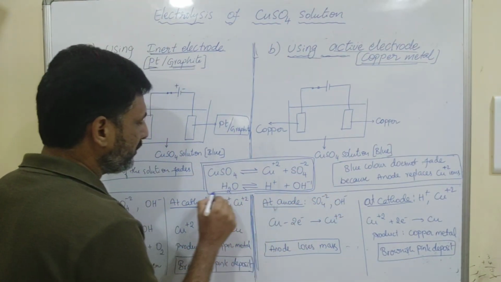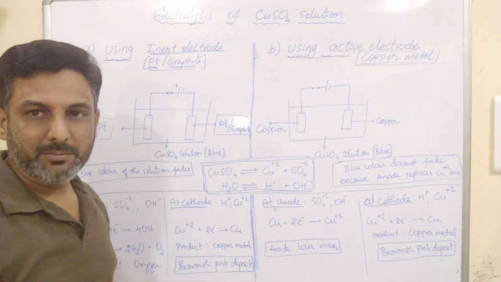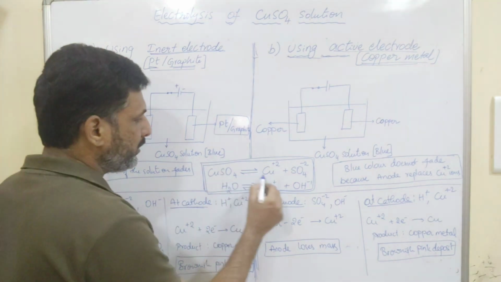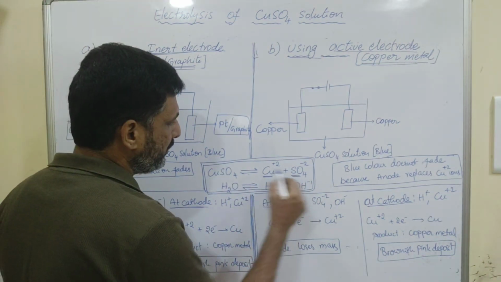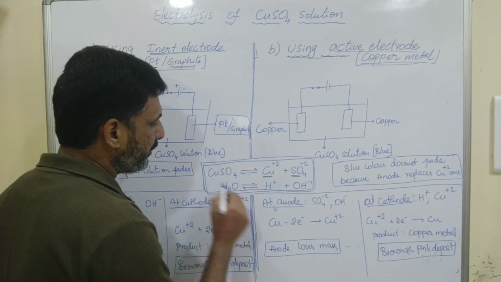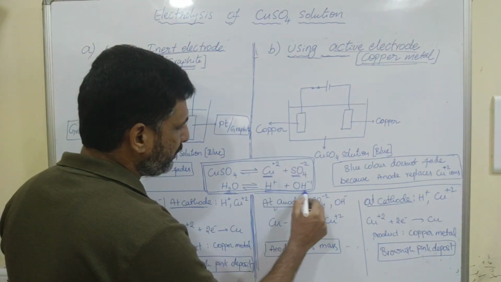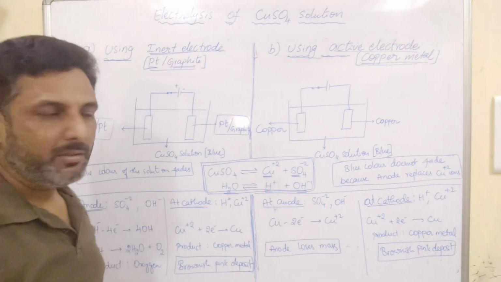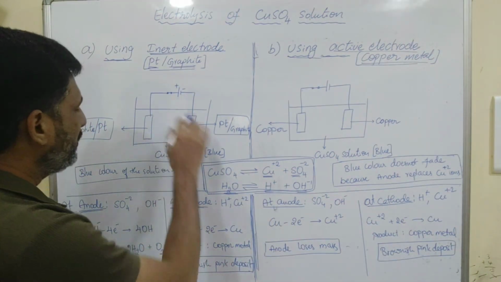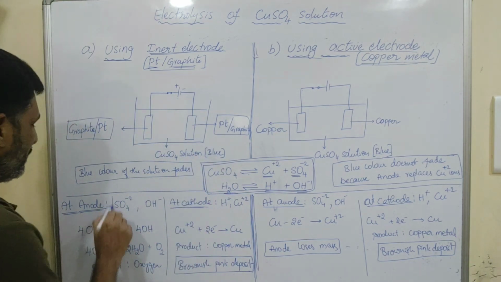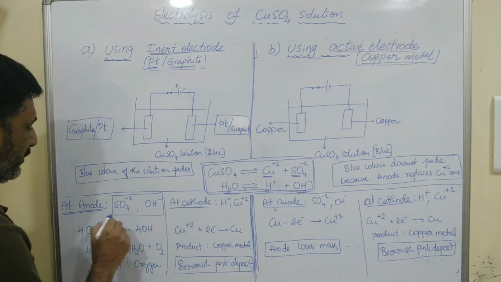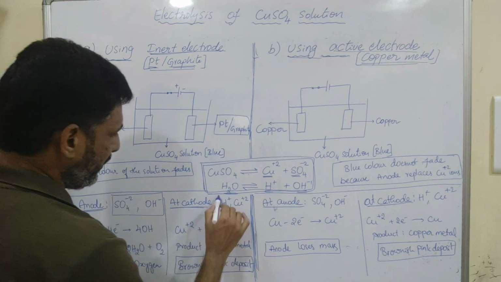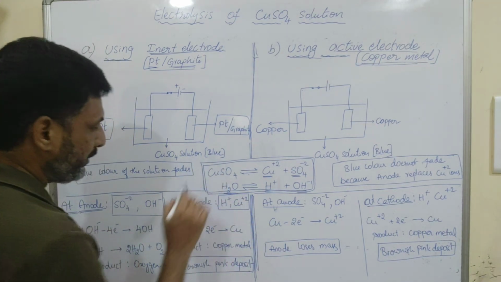So this will be the dissociation of the electrolyte. The copper sulphate dissociates to give copper ions and sulphate ions, and water molecules also get ionized to give H plus and OH minus ions. Now when you pass electric current through the electrolyte, sulphate ions and OH minus ions will go to anode. At the same time, H plus ions and copper ions will go to cathode.